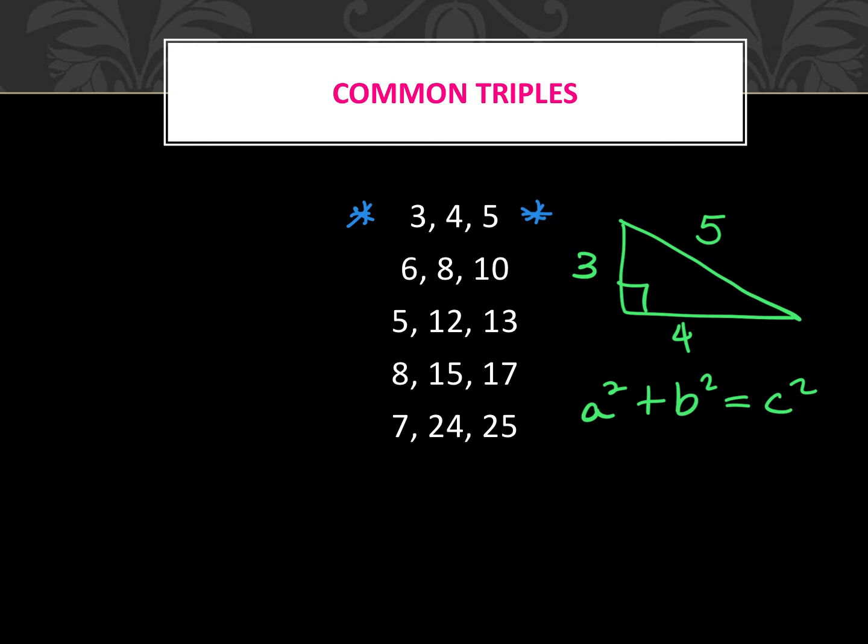And then the 5, 12, 13 is another common one, as well as an 8, 15, 17, and a 7, 24, 25. Now, these are not all the triples that exist. There are a lot more. These are just the common ones.